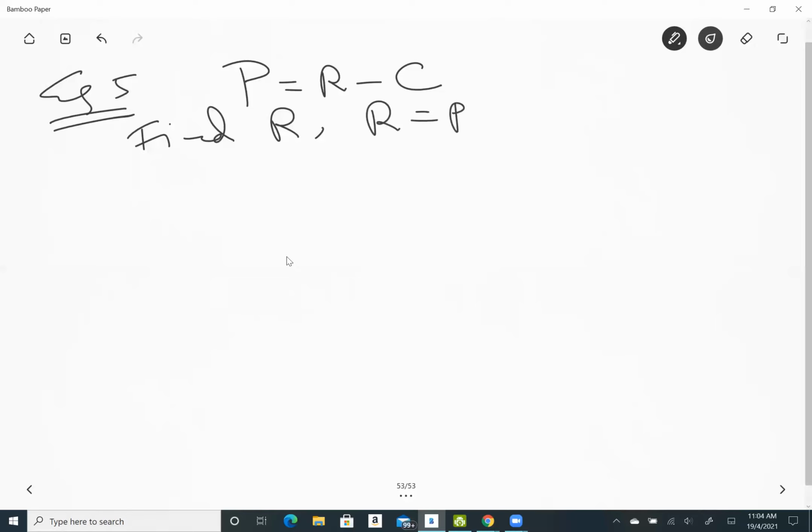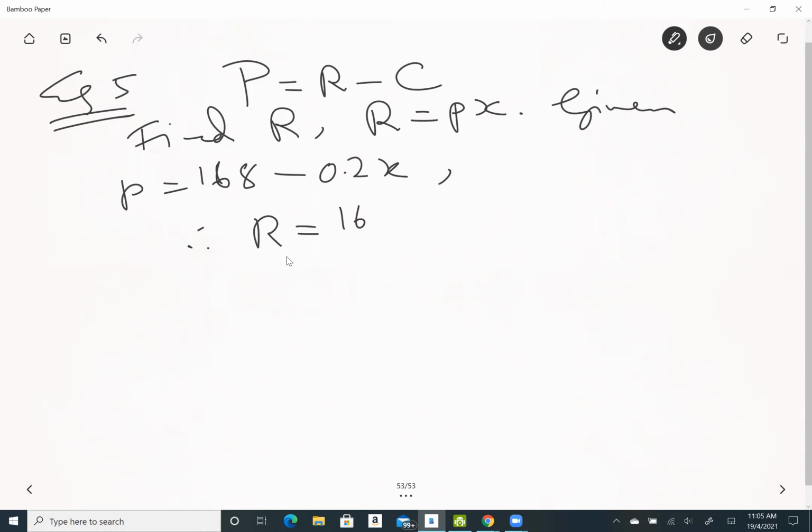And revenue is equal to PX. So what are we given? You are given the price equal to 168 minus 0.2X. Therefore, revenue is equal to 168 minus 0.2X, multiplied by x, so what you get is a quadratic function, 168x minus 0.2x squared. So that is our revenue.